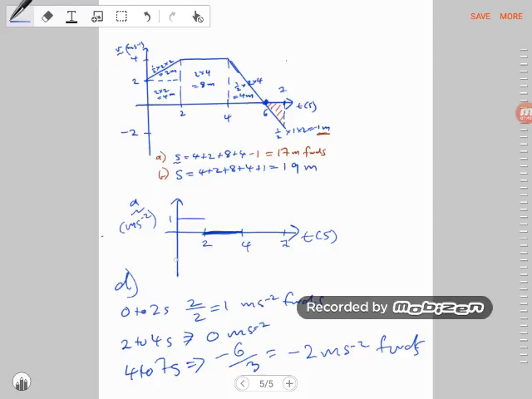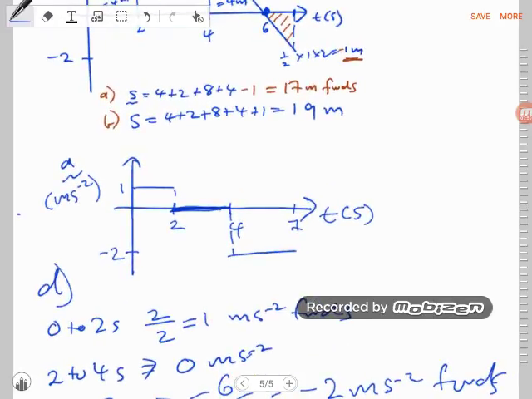So roughly double in the other direction, -2. Something like that. Join up the discontinuities with a dotted line, and there's our sketch for the acceleration time graph. Okay, move on to the next one.